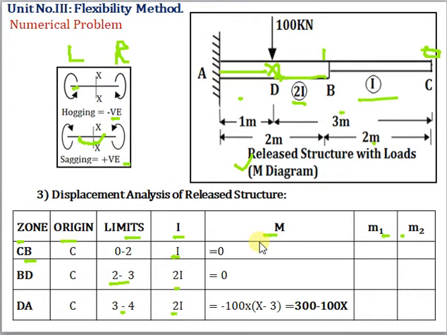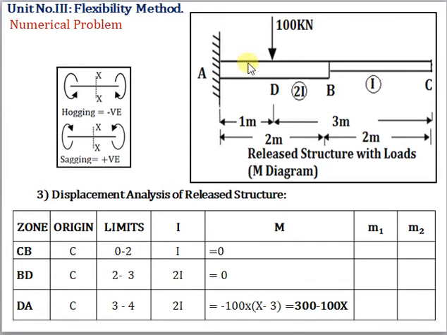Now for the M column, consider zone CB. In this zone, let's take a section XX. There is no load toward the right hand side of XX, so at a distance x with respect to C the moment is 0, since there is no load. Now consider BD. Again, consider this as section x. Toward the right side of x there is no load, so the moment comes out to be 0.